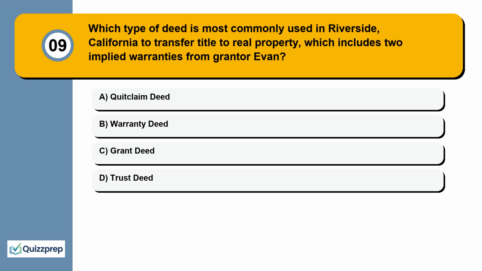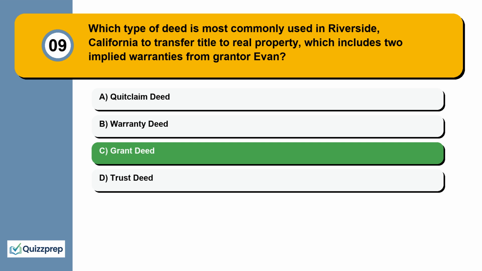Question 9. Which type of deed is most commonly used in Riverside, California to transfer title to real property, which includes 2 implied warranties from grantor Evan? Quitclaim deed, warranty deed, grant deed, trust deed.